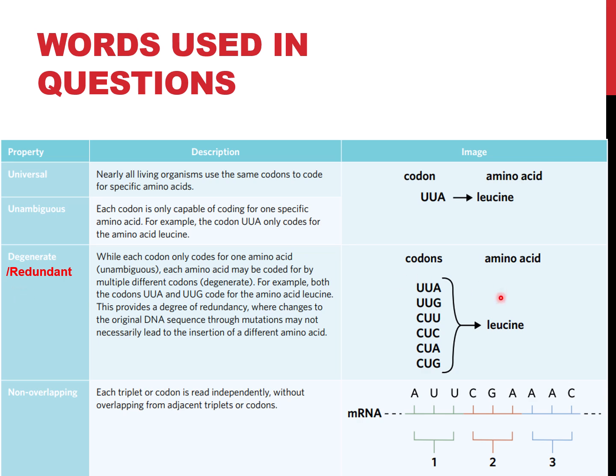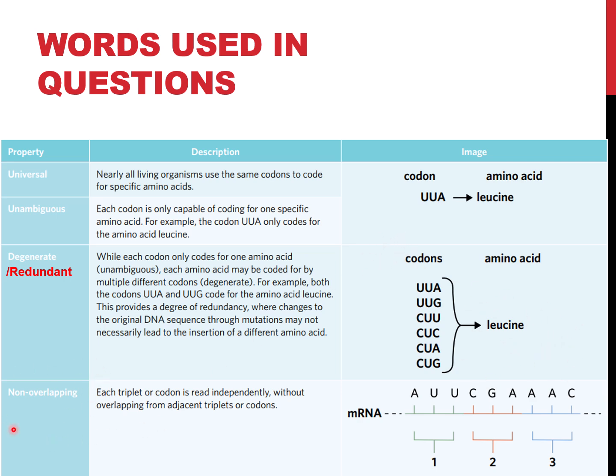Okay, so redundant or degenerate just means that there can be multiple codons that code for one amino acid. All right, so one codon will never code for multiple amino acids, but multiple codons can code for one amino acid. So in this case, UUA means leucine. UUG also means leucine is brought. CUU, CUC, CUA, CUG, etc. That all creates the amino acid leucine.